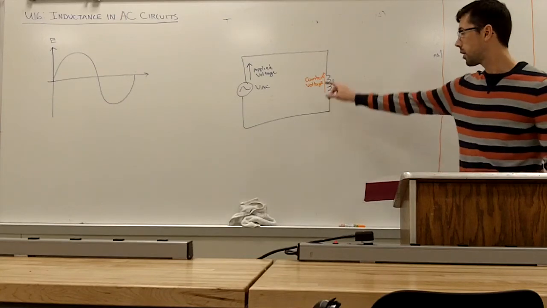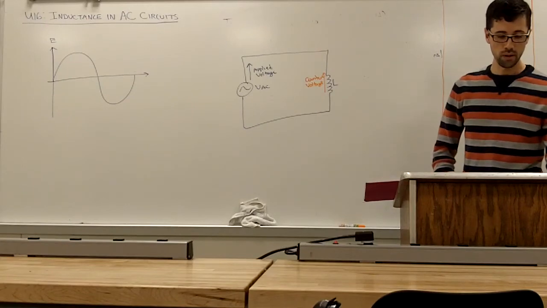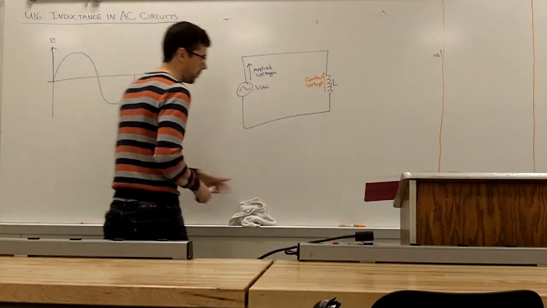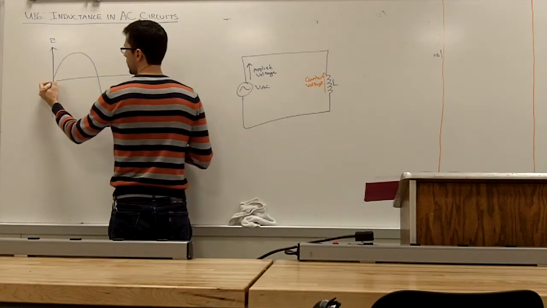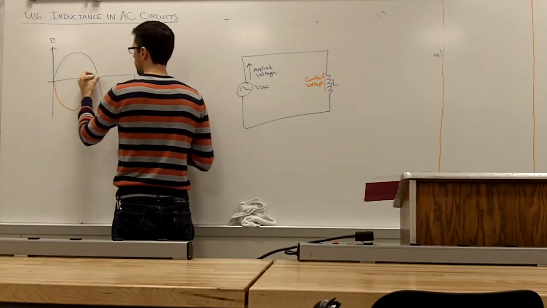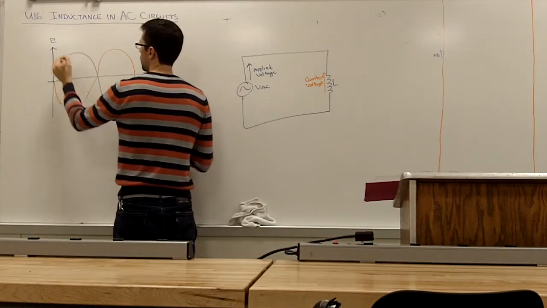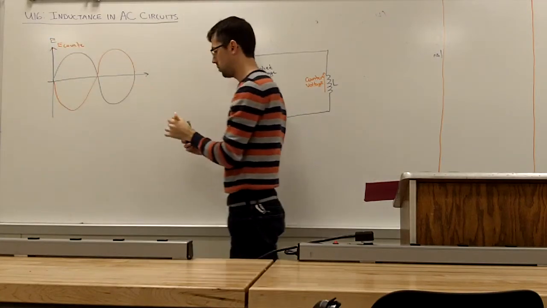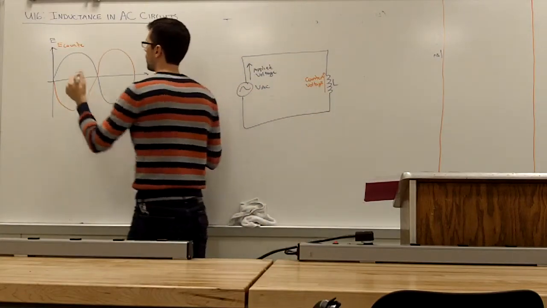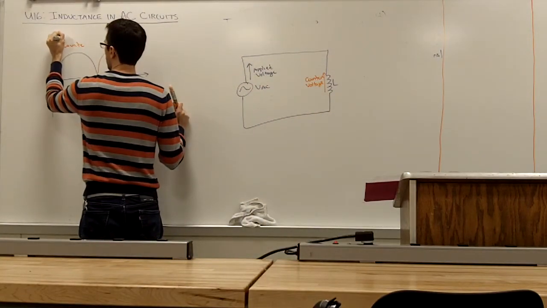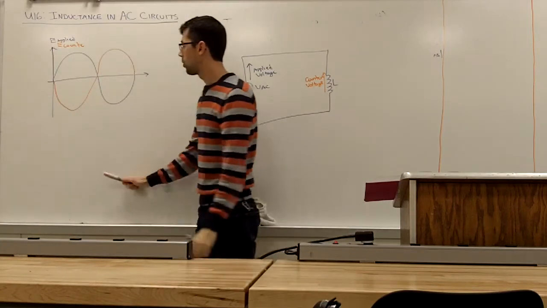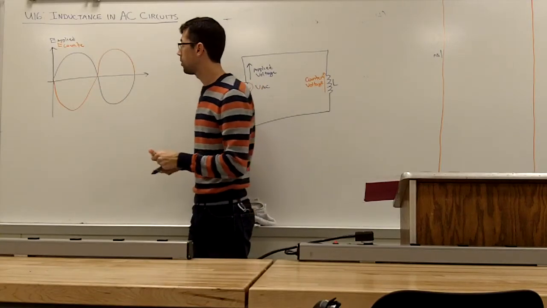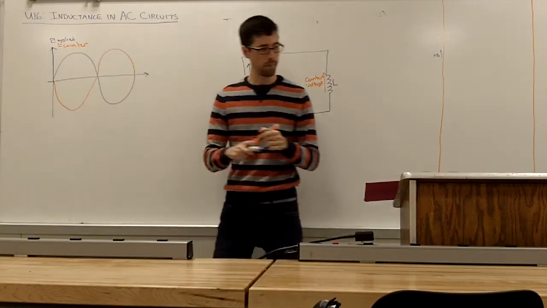This induced voltage right here is 180 degrees out of phase with the applied voltage. So if I was to graph this counter voltage, it's going to be 180 degrees out of phase with the applied voltage. So the applied voltage is always opposite in polarity to the counter voltage induced by the inductor.